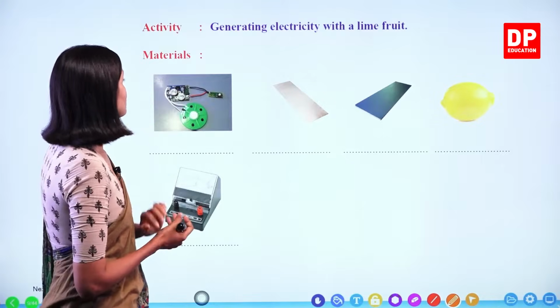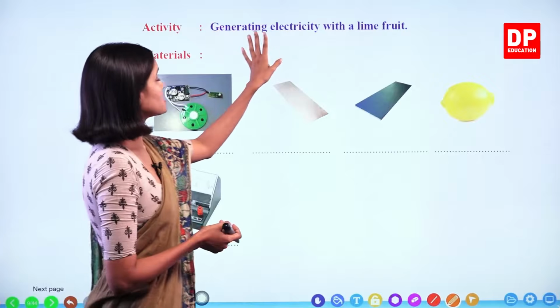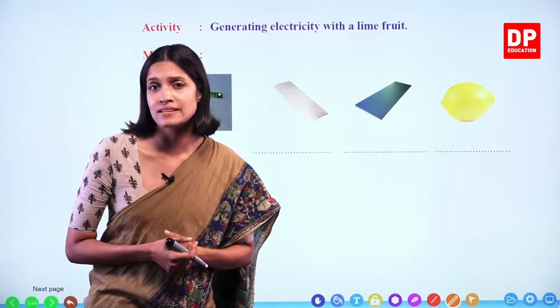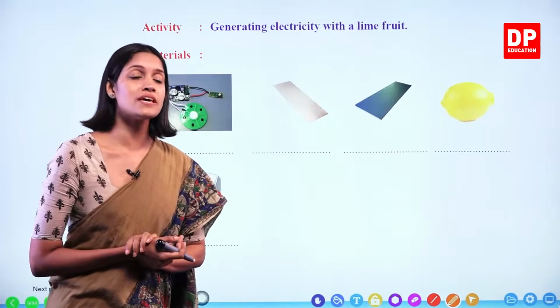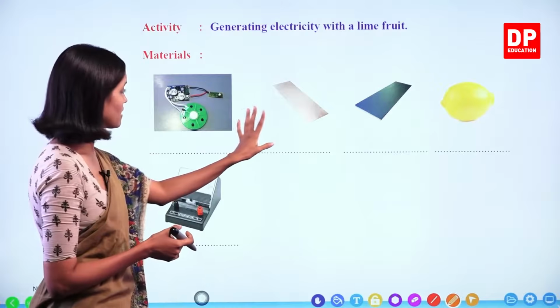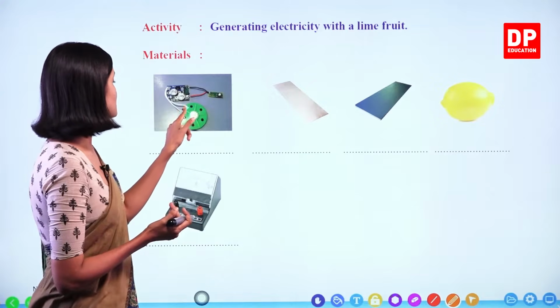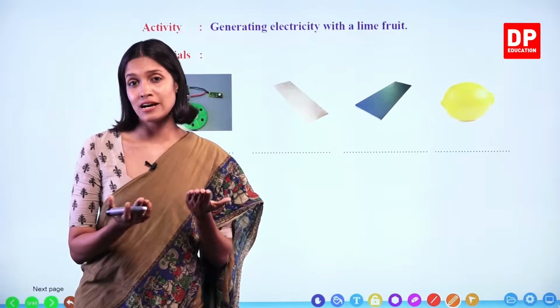So the first activity we have in this lesson is generating electricity with a lime fruit. Can we use a lime fruit to generate electricity? We'll see. So what are the things we need to do this activity? Under materials, I have given these pictures. Look at them carefully. Now, this is a special circuit present inside some greeting cards.